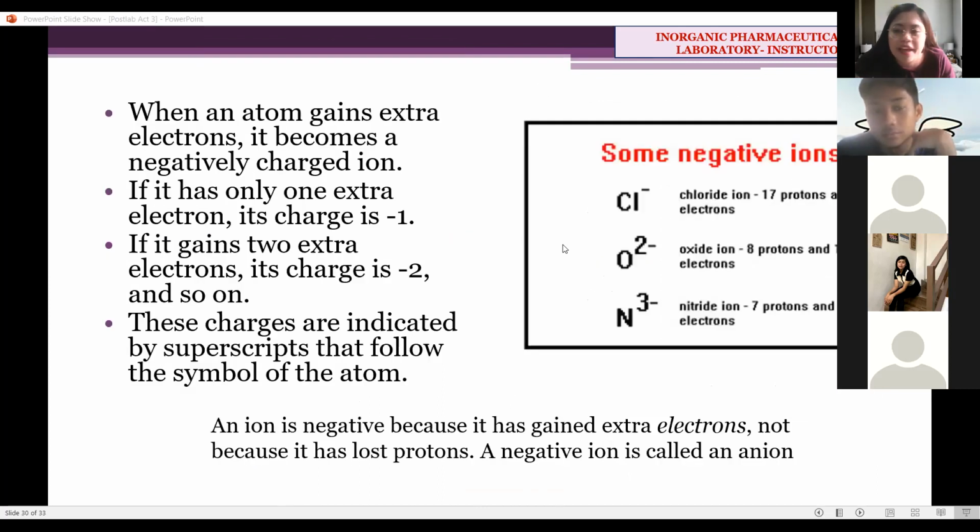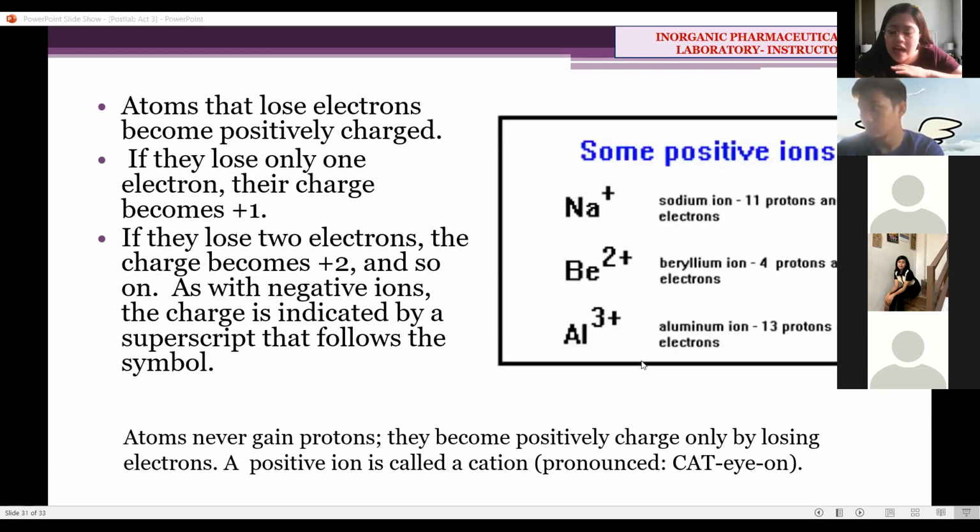Ayan. So, again, pag ang atom class mag-gain og electron, mahimo na siya negatively charged. And we call it anion. Okay? Anion na siya. A negative ion is called an anion. So, mahimo siya again negatively charged kay mag-gain siya og electron. So kung pila ka buok iyahang nagain nga electron mao na iyahang charge, -1 kung isa lang, -2 kung duha, and so on.